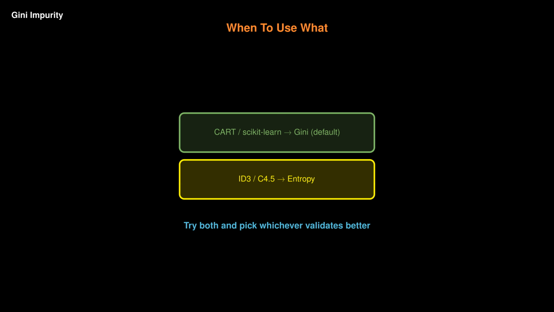Gini impurity is a practical impurity measure, simple, fast, and usually close to entropy in outcome. Use validation to choose what works better on your data.